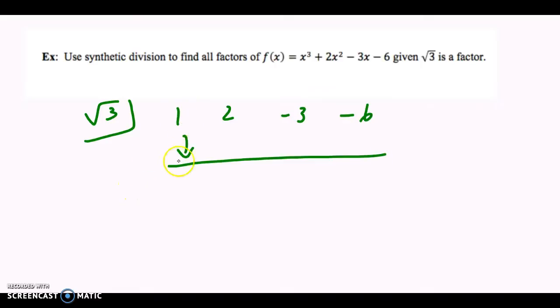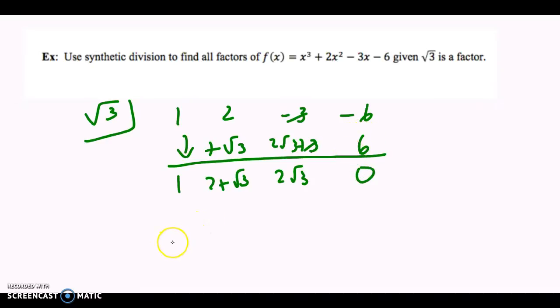It should work out. We have 1. We'll multiply this by root 3, and that's going to be 2 plus root 3. Uh-oh. Now we'll multiply root 3 times this guy, and we get 2 root 3 plus 3. Now notice the 3's cancel. Oh, look at that. So we're just left with 2 root 3. And how convenient, when we multiply root 3 times 2 root 3, we get a positive 6, which gets us a 0.